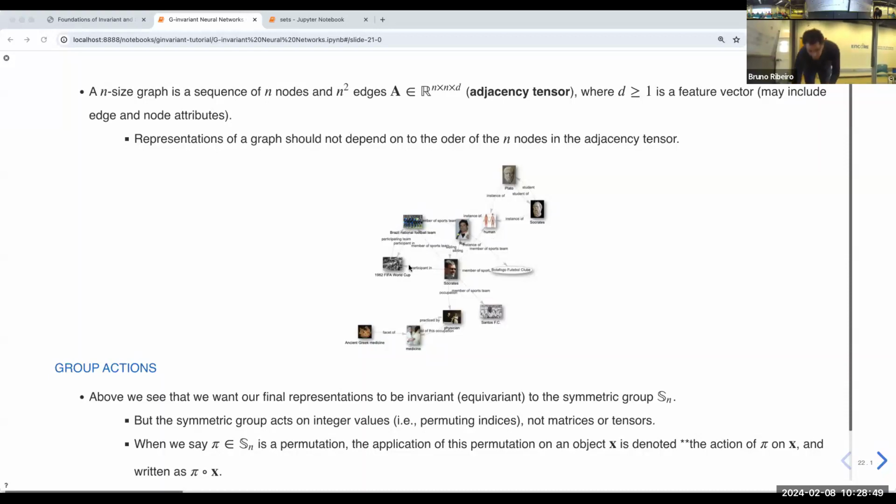Okay, so the group actions. We'll see that we want our final representation to be invariant or equivariant to the symmetric group. You can see, for instance, that the symmetric group is just a vector telling me where the elements go, but it doesn't have an understanding of how to apply the permutation onto the object.